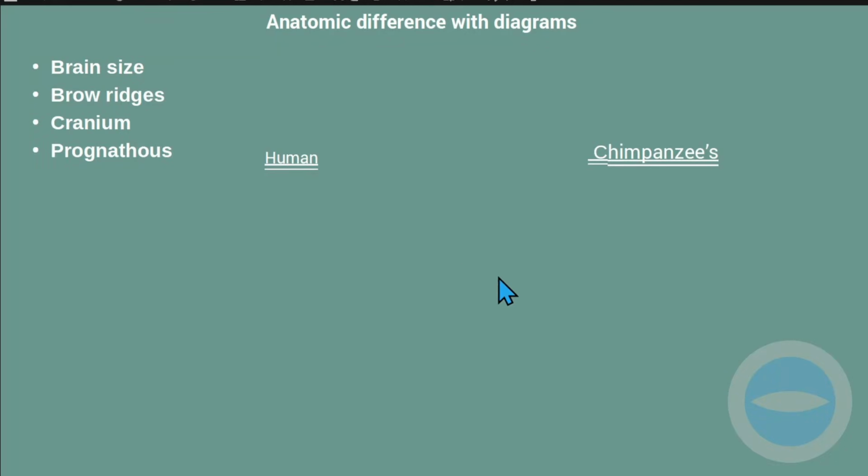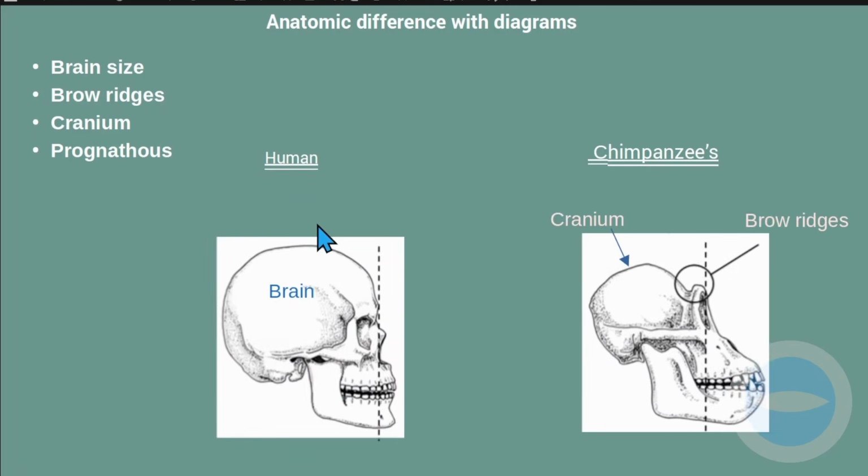And then another difference we will discuss is the brain size, parietal cranium, and the prognathism. So let me show you these things. When we talk about brain size, as humans we have a bigger brain.